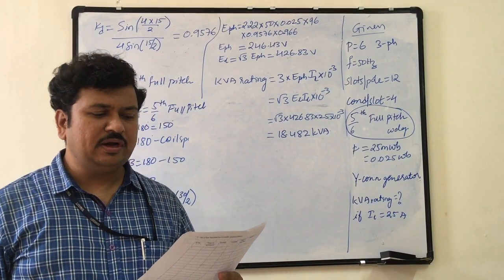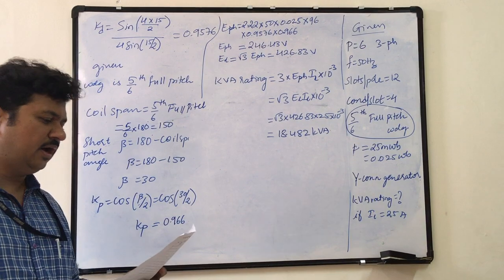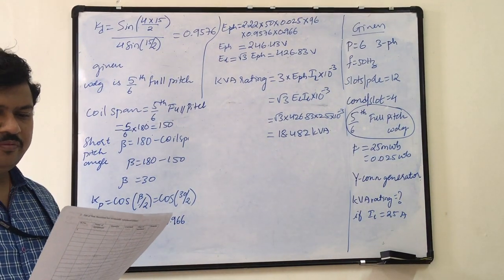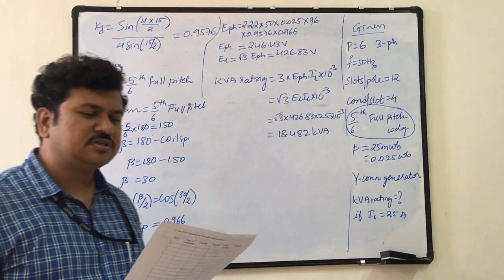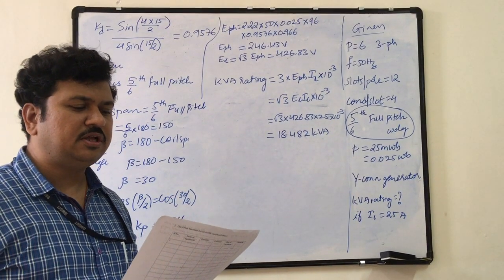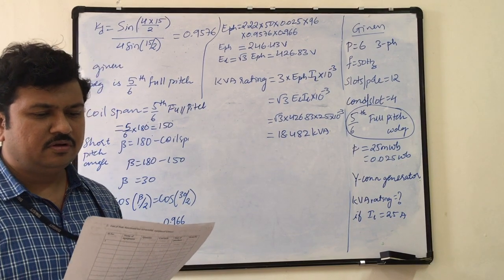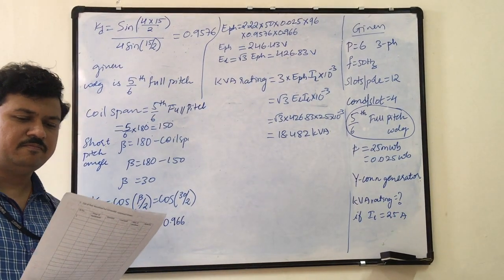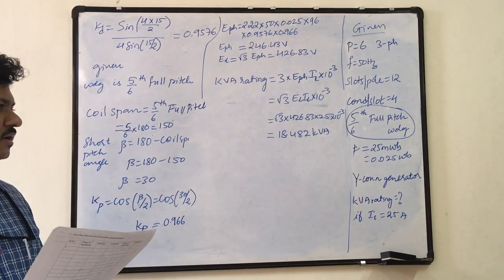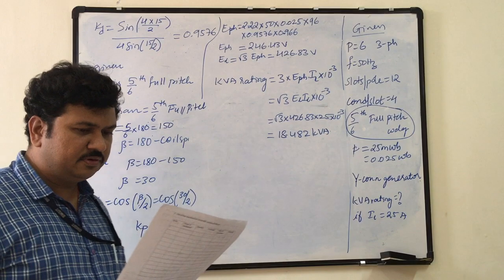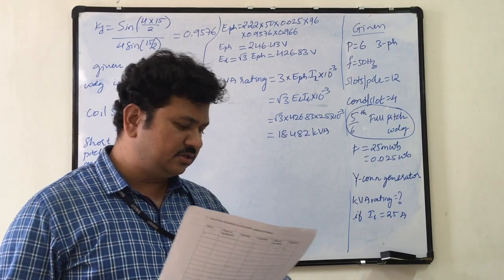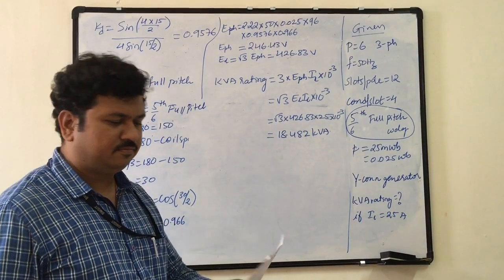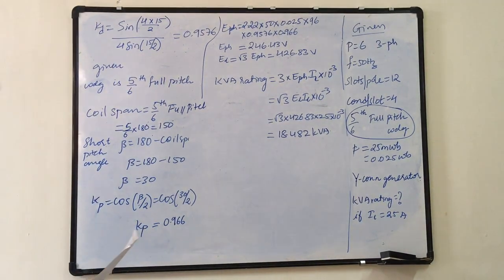If the armature winding is star connected with a generated voltage of 33 kV, that is 33,000 volts, find the number of armature conductors if the armature winding is short pitched by 3 slots.